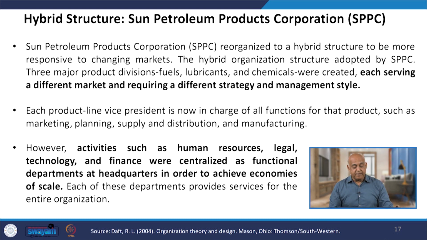Each product line vice president is now in charge of all functions for the product, such as marketing, planning, supply and distribution, and manufacturing. However, activities such as human resources, legal, technology and finance are centralized as functional departments at headquarters in order to achieve economies of scale. Each of these departments provides services for the entire organization.